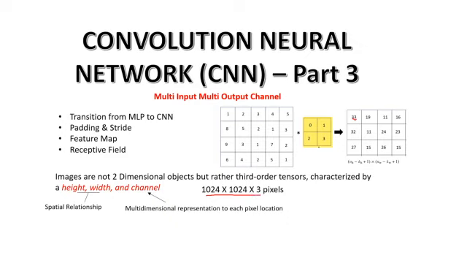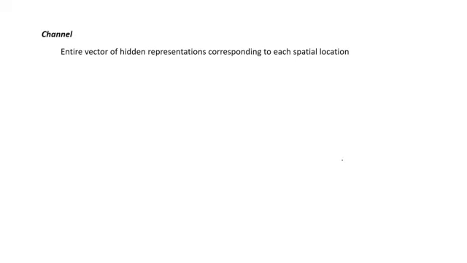Now, it is a good idea to formulate a hidden information as 3D. Till now, for a particular spatial location, we had a single representation. But now, we want a vector of hidden representations corresponding to each spatial location. So, overall, it looks like matrices stacked on top of each other.